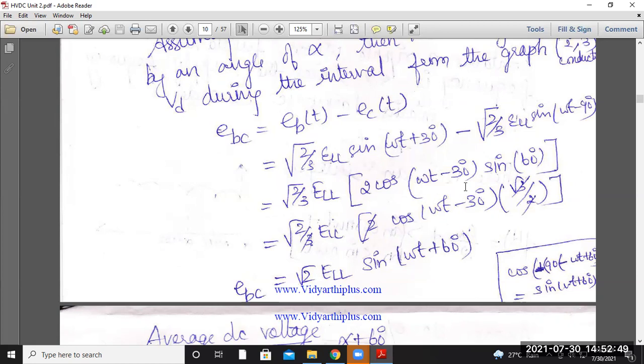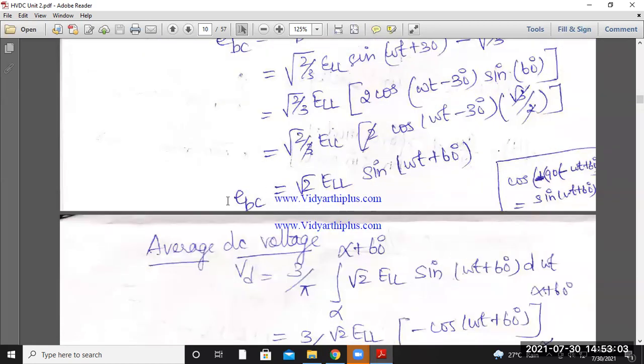Accordingly, the value you should put as 2 cos of A plus B plus C plus D divided by 2. That again you will get your C minus D, minus omega t minus 30 degree. Then you will get EBC equal to root 2 line voltage sine omega t plus 60 degree. As you can see, this is cos omega t minus 30 degree. You can convert this cos in terms of sine in this format, that is cos 90 minus theta will give you sine theta. So if you write cos in terms of 90 degree minus omega t plus 60 degree, you will get your sine theta.